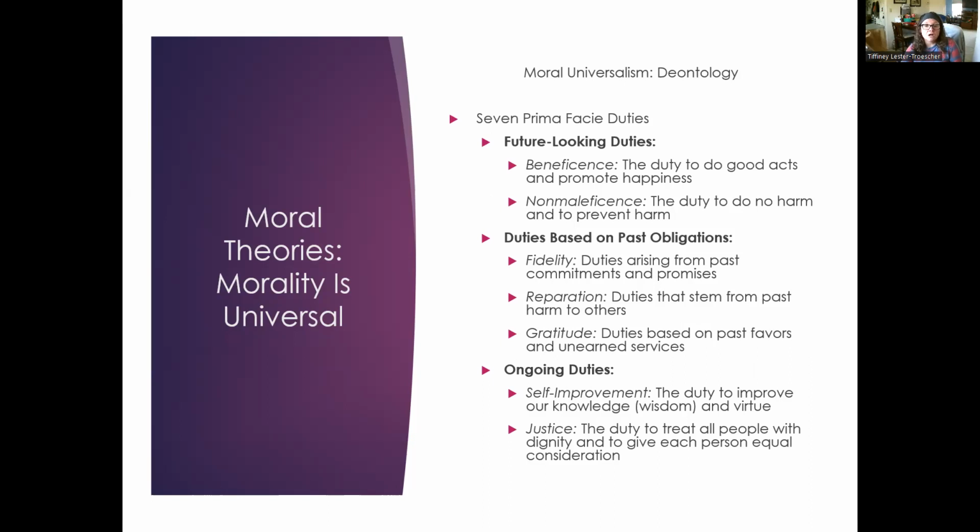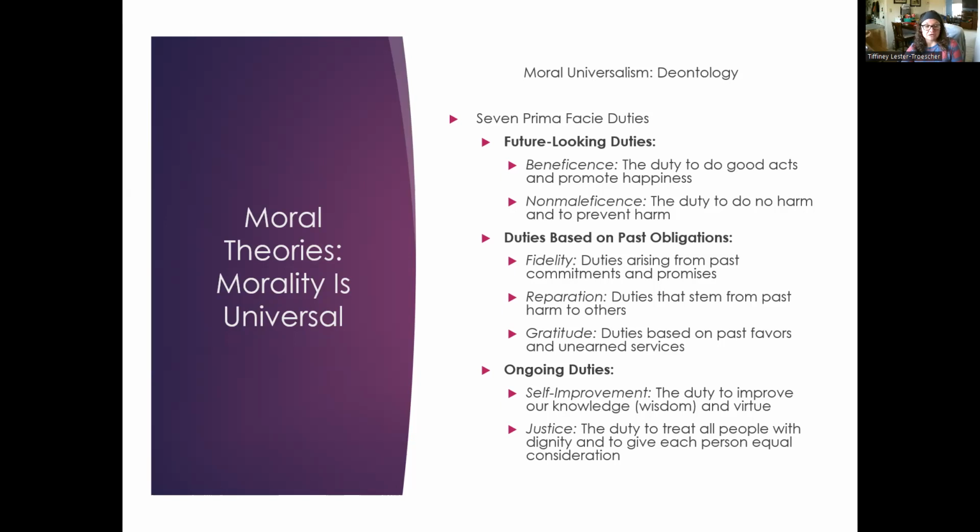Those are moral obligations that we have. We also have duties based on past obligation. So a duty of fidelity, which is a duty arising from past commitments and promises, right? If you promised to help a friend move from one house to the next, you have a moral obligation, the duty of fidelity, to keep that promise. We have the duty of reparation, which are duties that stem from past harm to others. We make mistakes, we have to make up for them, right? That is the duty of reparation.